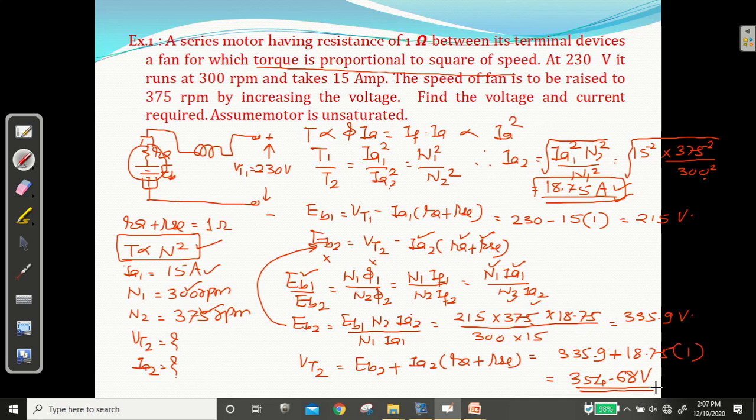Okay, so that is the answer I am getting. So this is the second answer, this is the first answer, we got it. So these are the two answers we got from here. This problem is very simple. Just the torque condition is given, you can get IA2, and from EB1 upon EB2 you will get EB2, and from EB2 you can get VT2. In this problem, the terminal voltage is changing. Okay, I am rubbing it.